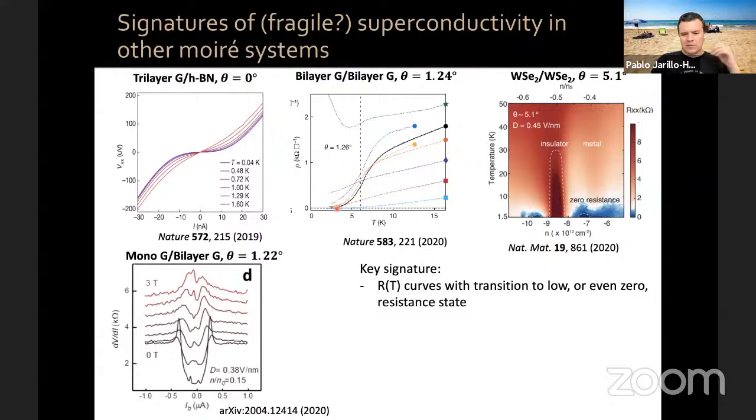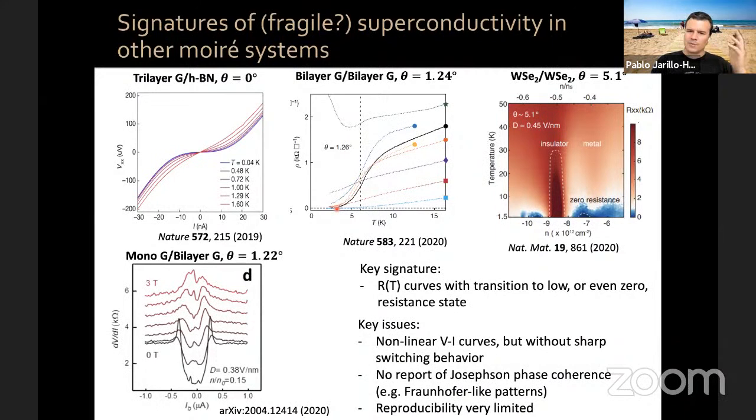However, there are key issues that make people doubtful whether these are truly superconductivity, or maybe a very fragile superconducting behavior. One is, for example, that the nonlinear voltage-current characteristics, although they are nonlinear, do not have sharp switching behavior. They're more nonlinear like this.